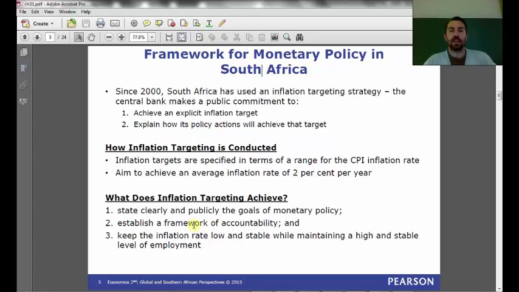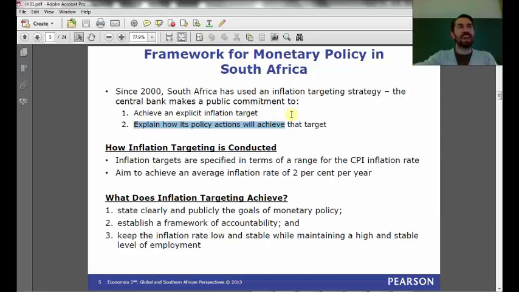Since 2000, South Africa has used an inflation targeting strategy, and the central bank makes a commitment to do what? To achieve an explicit inflation target, as well as to explain how its policy actions will achieve that target. Remember we said yesterday, we discussed that it's important for the Reserve Bank to communicate.